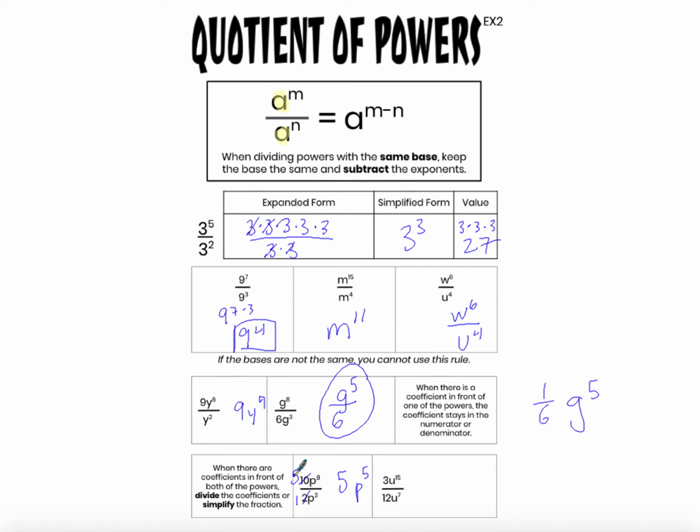That leaves me with 5 times p to the 5th over 1, and I can leave that invisible denominator of 1 out. Here, dividing the numerator and the denominator by 3, I get 1/4. Applying the quotient rule, I have u to the 8th. So I can either write this as u to the 8th divided by 4, since I have the 4 in the denominator, or I could write 1/4 u to the 8th. It's always fine if you want to have this invisible one here.